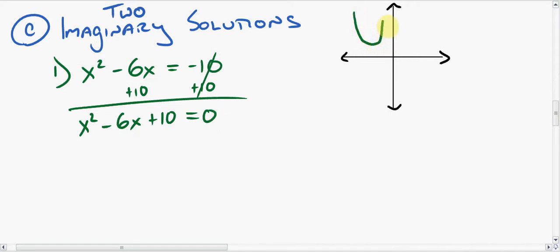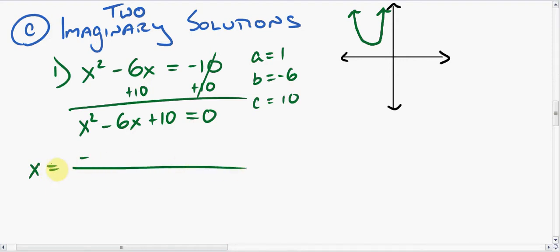But you might have a parabola which looks something like this. It's perfectly possible, all right? Very possible. So it's going to open up. We had our vertex here, and it's never going to cross the x-axis. So we're going to get some imaginary solutions here. So we've got x squared minus 6x plus 10. We're going to identify our a, our b, and our c. Our a is 1. Our b is negative 6. And our c is positive 10.